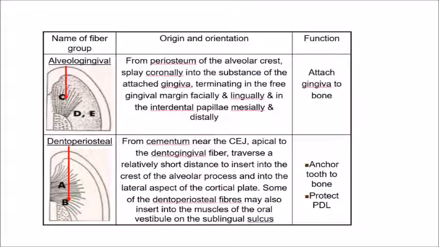Next is dentoperiosteal. From the term we know dentoperiosteal means tooth to the periosteum. So from tooth cementum near the CEJ, it inserts into the crest of the alveolar process and lateral aspect of the cortical plate. And how did it become a gingival fiber? It passes through the gingiva. Okay. So dentoperiosteal, its function is to anchor the tooth to the bone and protection of the periodontal ligament. So that is the third group.